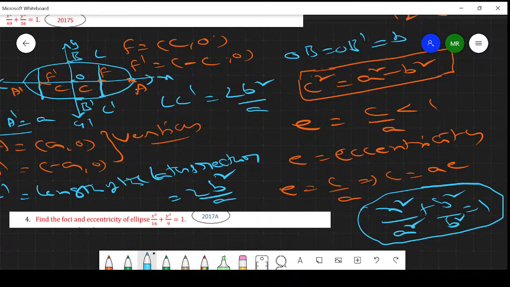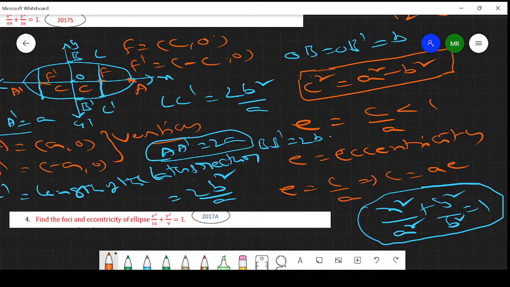Here, AA dash is called the major axis. BB dash is called the minor axis. Always remember: the length AA dash is 2a. This is called the length of the major axis. BB dash is 2b. That is called the length of the minor axis.